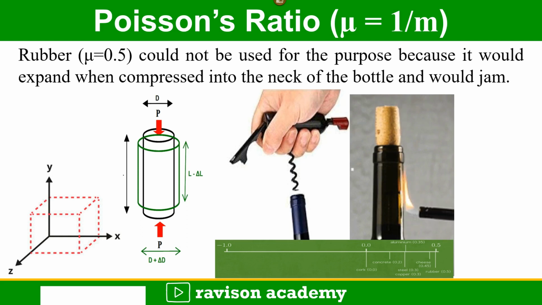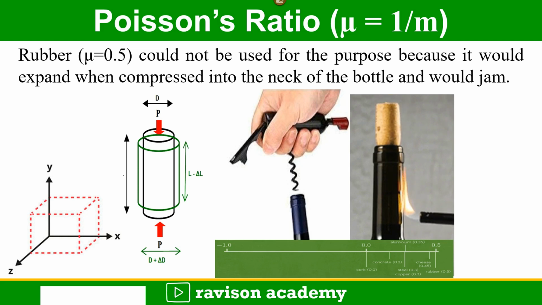Consider rubber used in a bottle, to close the bottle instead of a cork. If you apply the compressive force in the direction of P, what happens? The rubber stretches in the diameter direction and gets locked into the bottle. So we need a material which has a certain property: when I compress it, it should not change in the lateral direction.